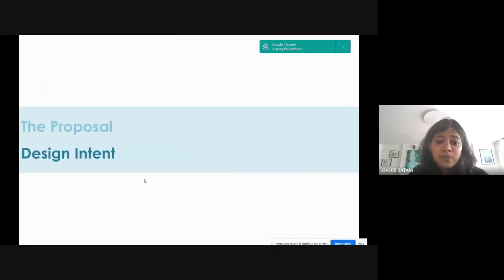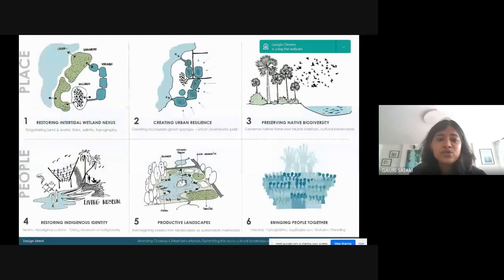So the design proposal is, again, segregated into place and people. The solutions are restoring the intertidal wetland nexus, creating urban resilience, preserving the biodiversity of the region, restoring the indigenous identity of the coolies, creating productive landscapes, and bringing people together.